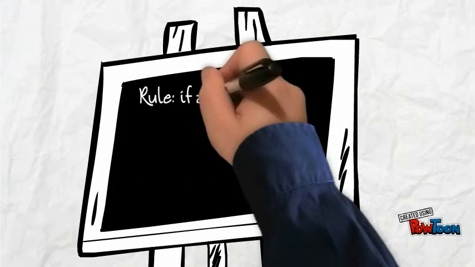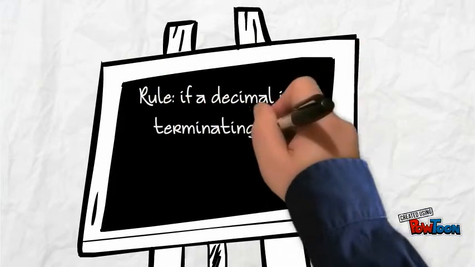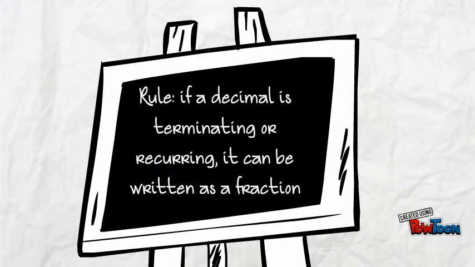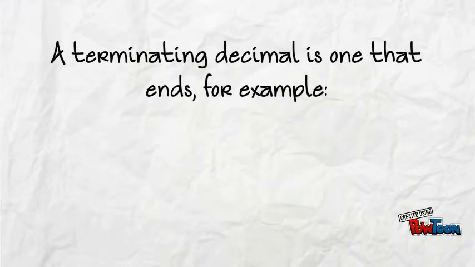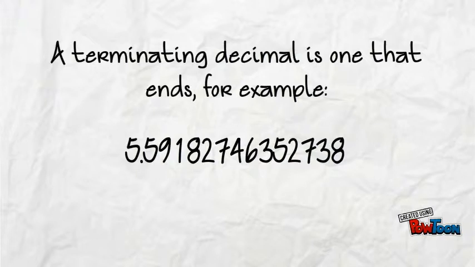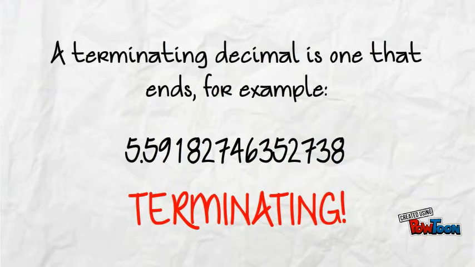A simple rule to remember is this: if a decimal number is terminating or recurring, it can be expressed as a fraction, therefore it is rational. A terminating decimal is one that ends, no matter after how many numbers. So 5,5918274635278 is terminating because it ends after 14 decimal places.